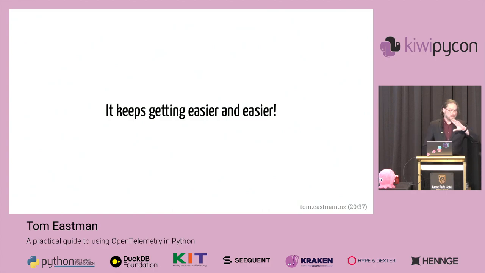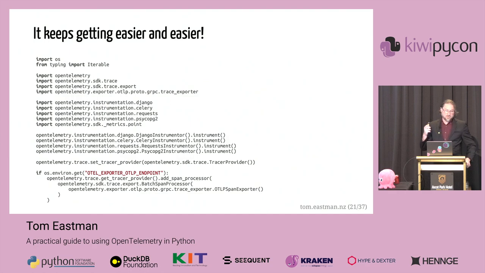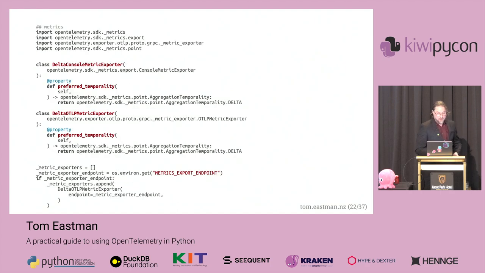I had to create a project file, and I had to import all of these instrumentation libraries. I'll be testing you on this first batch of code later, so make sure you memorize it. I configured the Django, Celery, and requests instrumentation, and psycopg2 to get the SQL data. Then I had to set up the tracer provider and handle a couple of environment variables. This chunk of code is all from the same file; it doesn't fit on one slide.